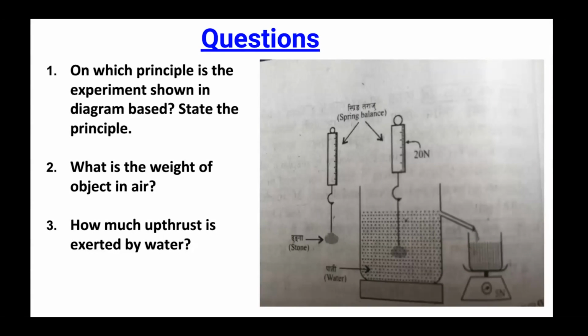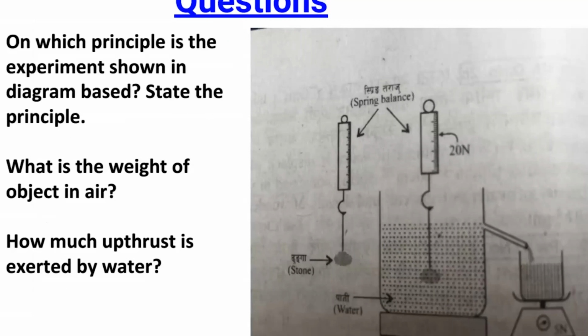We are in the continuation of the same lesson, pressure. So in the beginning, let's discuss the question associated with Archimedes principle. This is a diagrammatic question, dear students. You can see the diagram and the questions over there. One number question is there. On which principle is the experiment shown in the diagram based? That means you have to name the principle. And next is, state the principle. So you find two questions in question number 1.